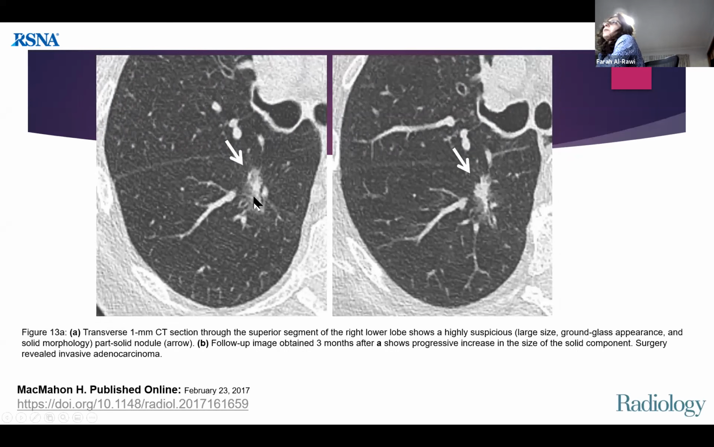And this is an example of a part solid. So that's what I meant by part solid. So you can see there's a dense bit, and then there is a bit that's ground glass. And at follow-up, although the size is not that different, we can see that the white bit, the solid bit, has grown. It's advancing. And that was also an adenocarcinoma.